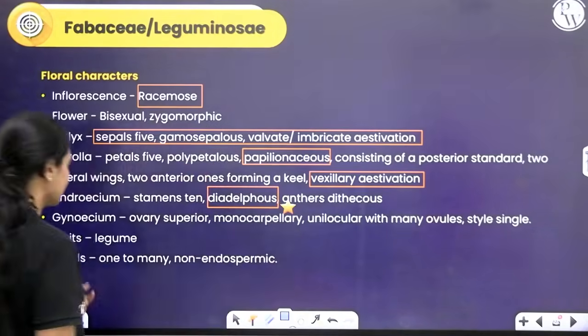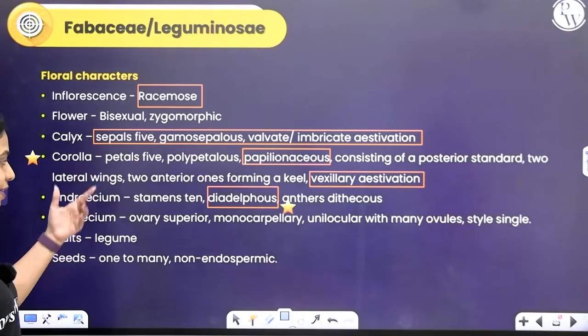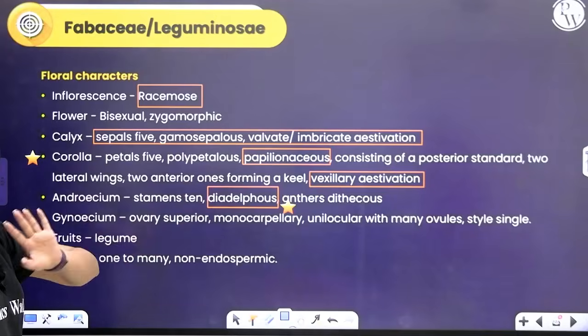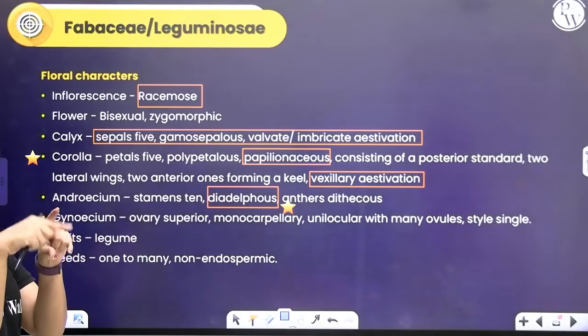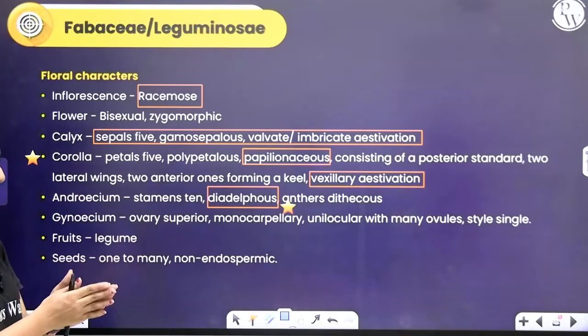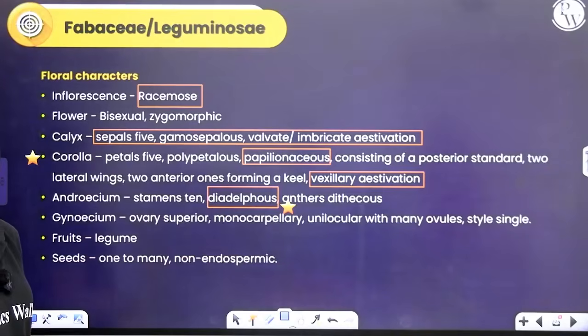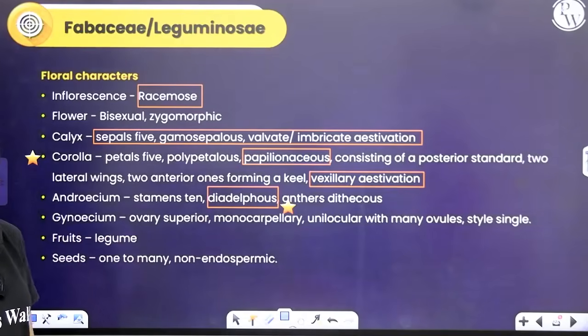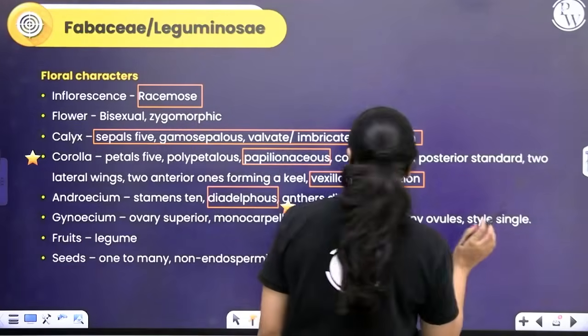Next, gynoecium. Ovary is superior, monocarpellary, has a single carpel, unilocular ovary. You know within the ovary there is only one chamber. When you look at the fruit you can easily make out. And it has many ovules, obviously, because within a pea pod or within a beans you can see many seeds are there. So many ovules will be present and the style is single.